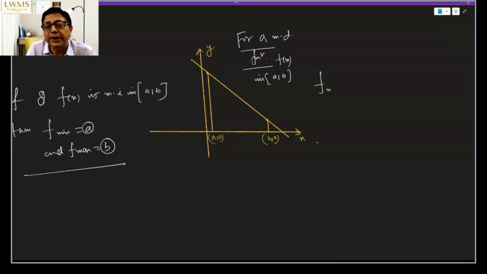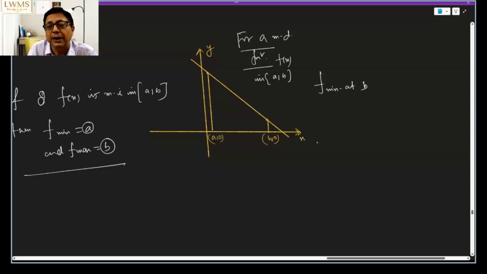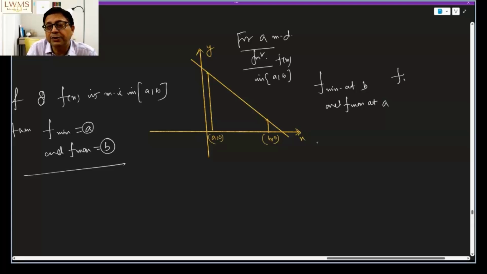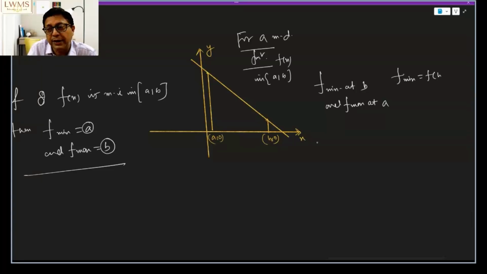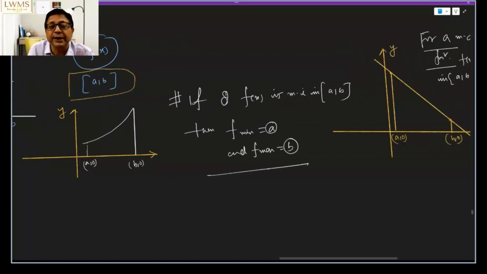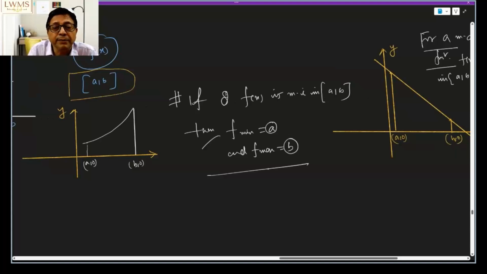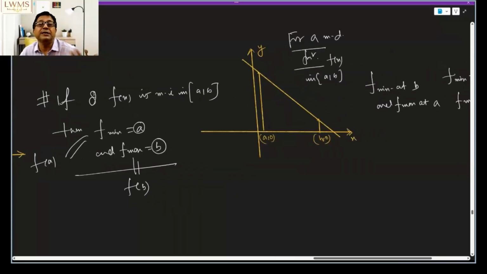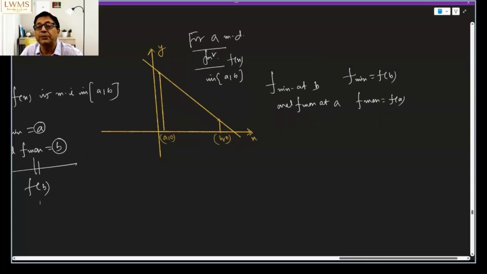So here f minimum is at B and f maximum is at A. F minimum value is what then? This is f(b). F maximum is what then? That is f(a). Okay. So in the previous case, f minimum occurs at A, f minimum should be equal to f(a), and f maximum should be equal to f(b). For a decreasing function, just the opposite case. Here for x equal to a, it will have the maximum value, and for x equal to b, it will have the minimum value. Clear? Now, one more observation we can make.